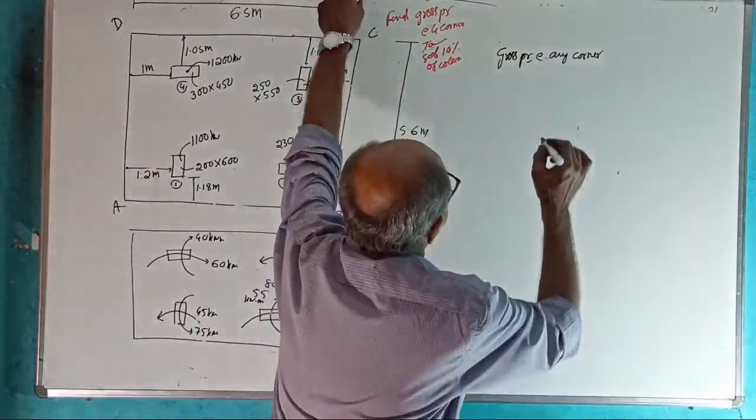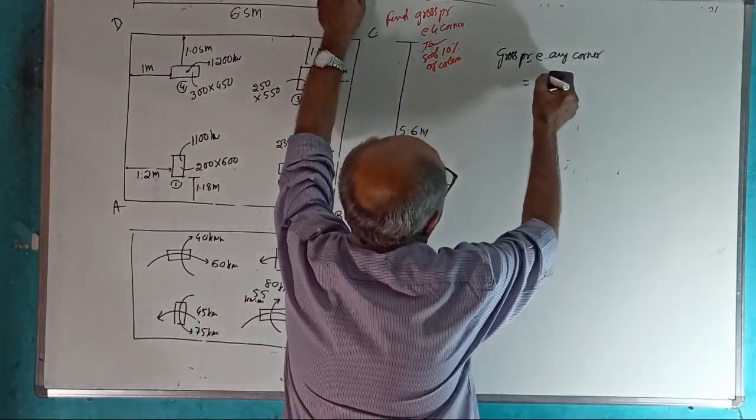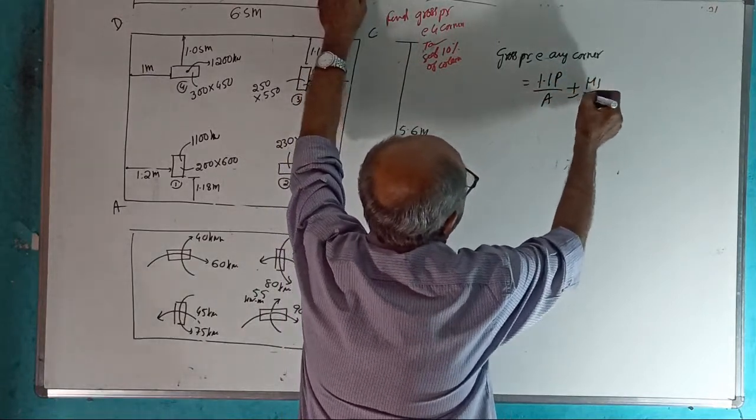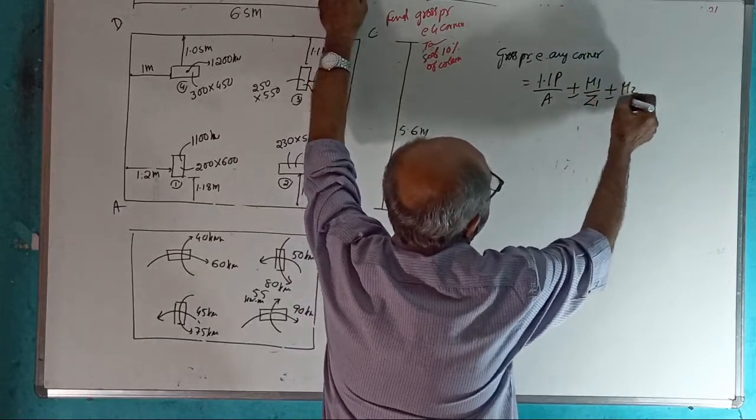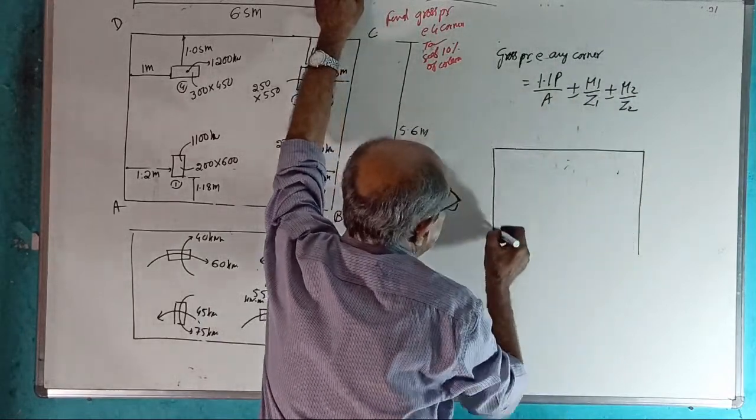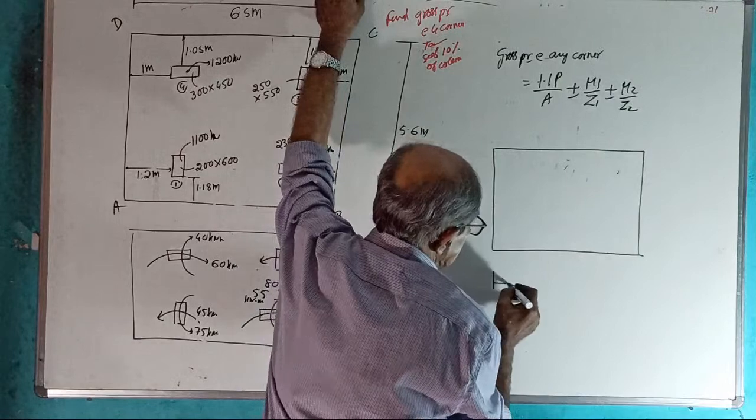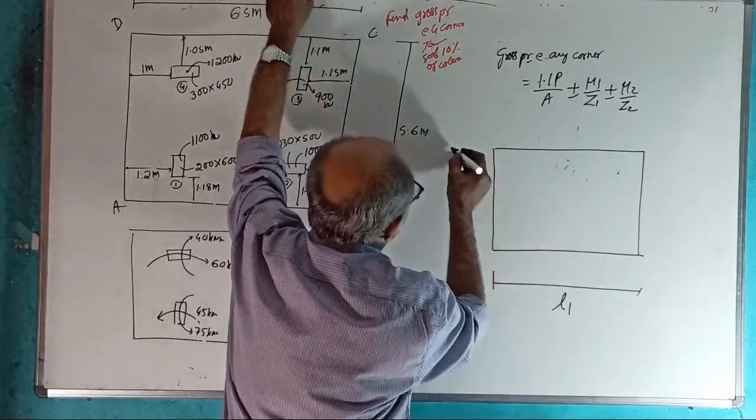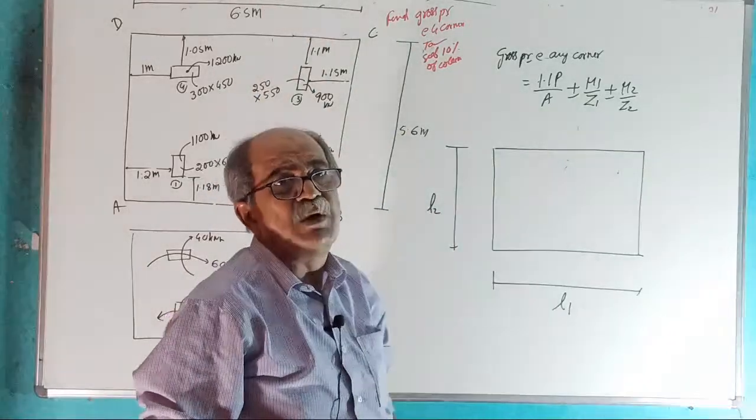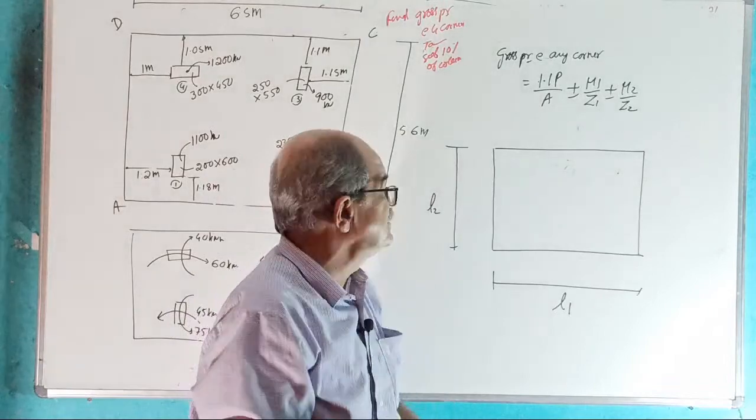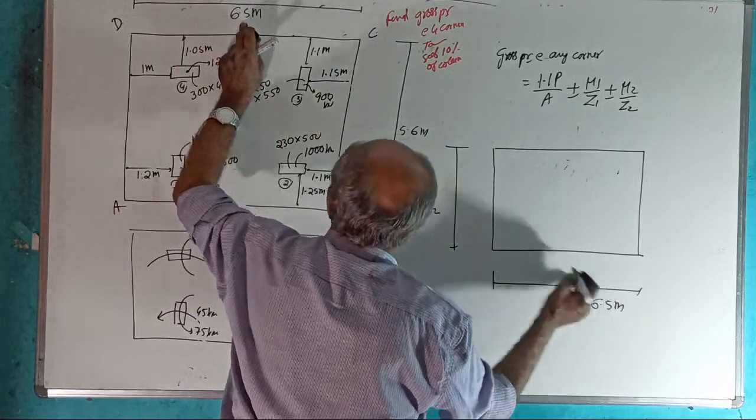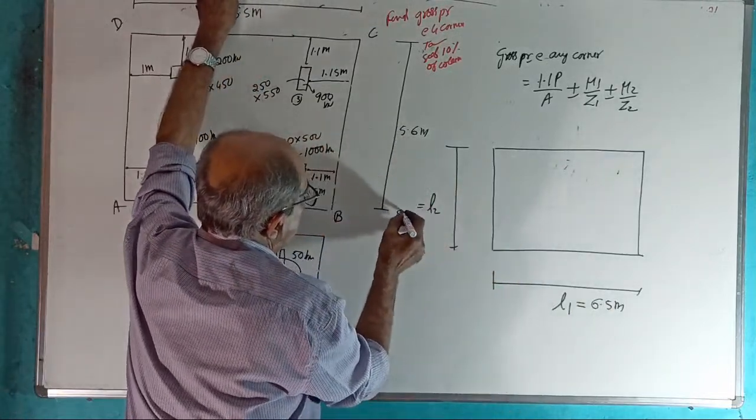Okay. Gross pressure at any corner equals 1.1 P by A plus or minus M1 by Z1 plus or minus M2 by Z2, where you take the full combined footing. See, this is your L1. I am going to rub now. Later if somebody asks, sir, what is L1? I will tell why you came to my class. Your L1 equals 6.5 meter. Your L2 equals 5.6.